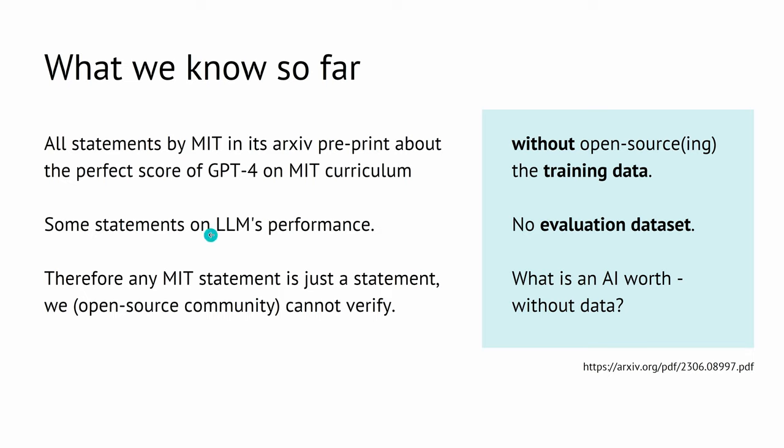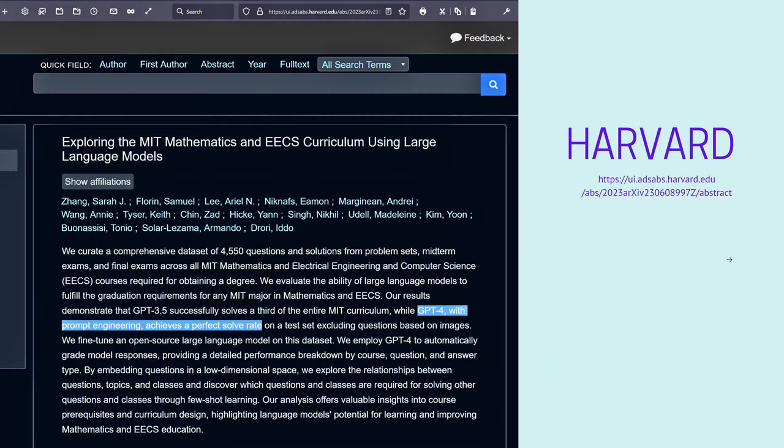Then we have the statements by MIT on the performance of GPT-4 without the evaluation data set, without making public the evaluation data set used. So therefore, any MIT statement, as in this preprint, is just a statement we, the open source community, cannot verify at all. So you might ask at this point, what is an AI worth without any data? Just because a known institution claims something, why are they not showing us the data? This is what we know.